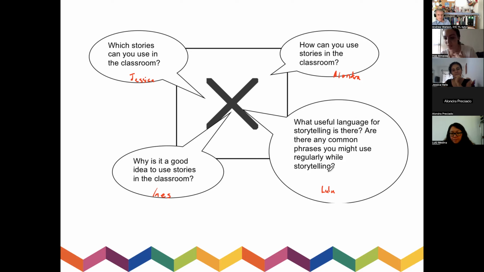And I think as well, when they do it regularly, it becomes good for their self-esteem and their confidence, because they begin to understand more of stories. So I think they'll feel better about themselves in the classroom, and it will motivate them to learn more, I think. Right, yeah. Lulu, what useful language for storytelling is there?